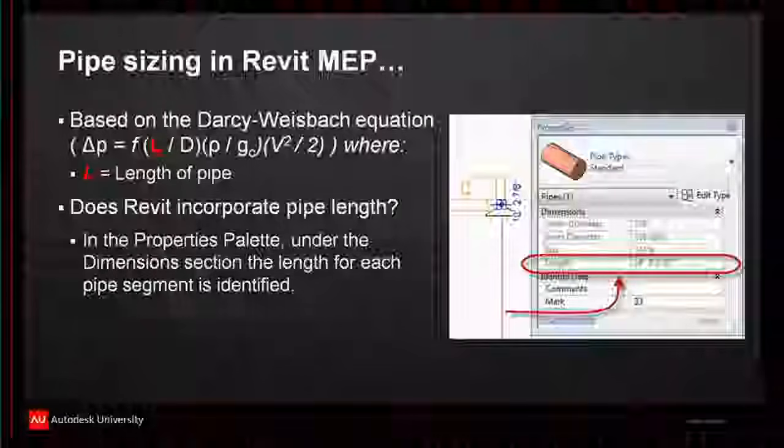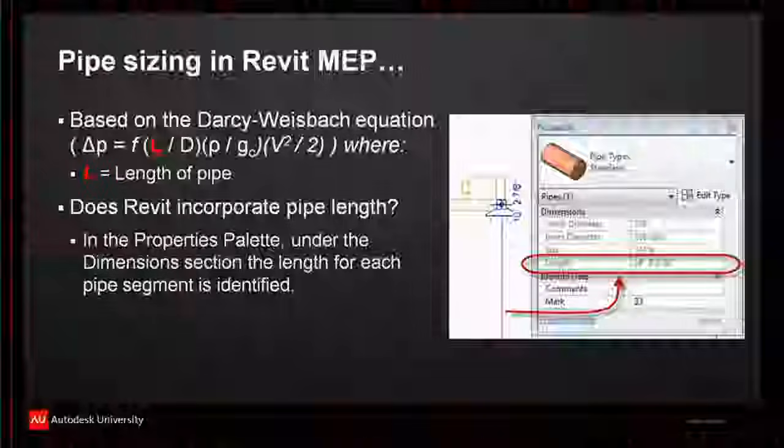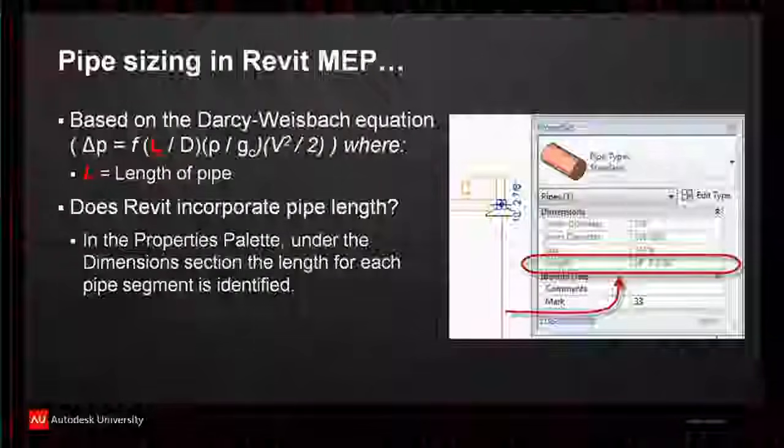L is length. Again, very similar to the ductwork. You draw a duct, you draw a pipe, you select the duct or the pipe, it will tell you what the length is. So that is incorporated into Revit MEP as well.